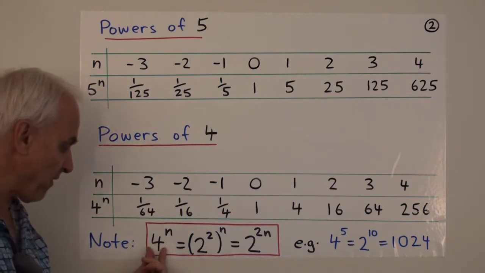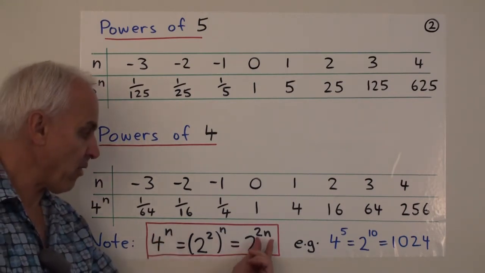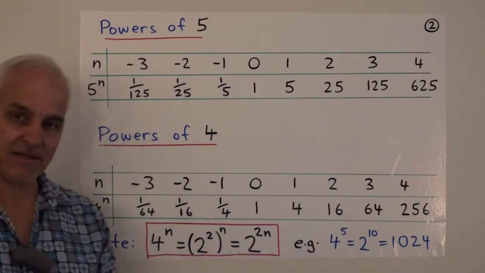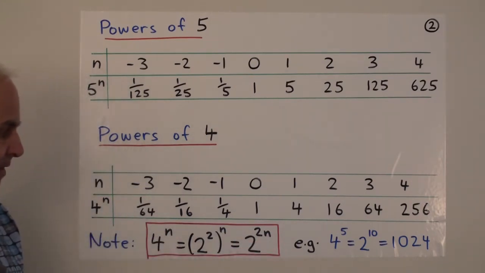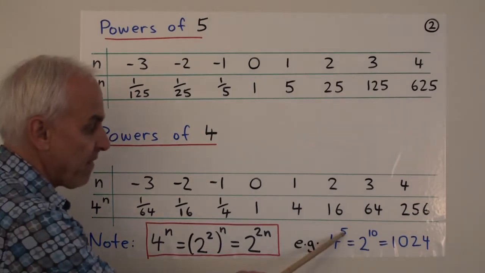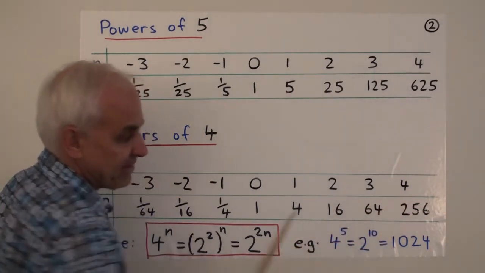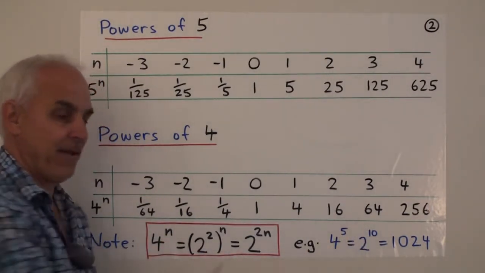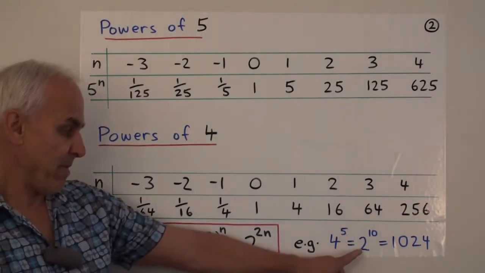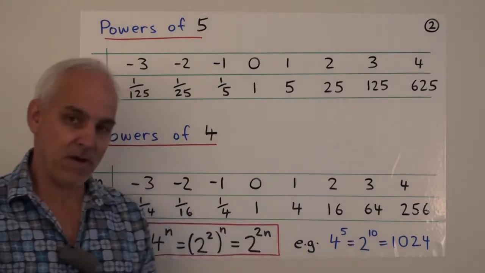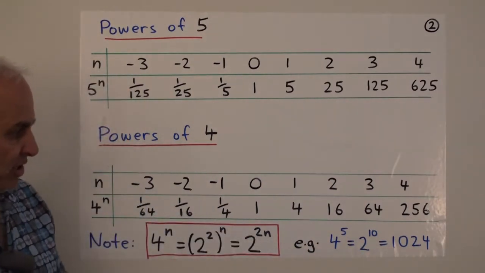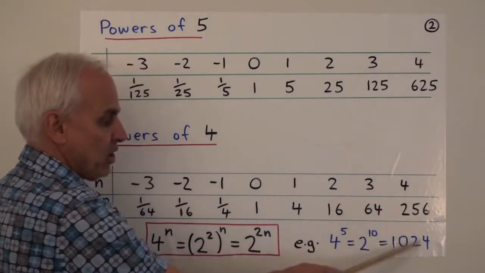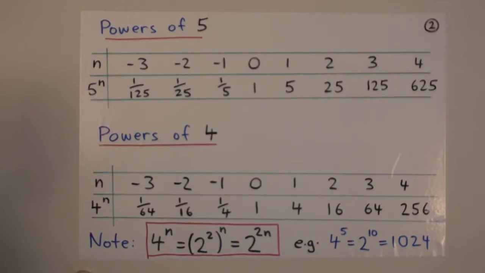So every power of 4 is also a power of 2, where the exponent is twice as much as it is for the 4. For example, 4 to the 5th, which would be the next one in this table, is the same as 2 to the 10. And I hope you remember that 2 to the 10 is 1024, which does agree with this. If you multiply 256 by 4, you would get 1024.